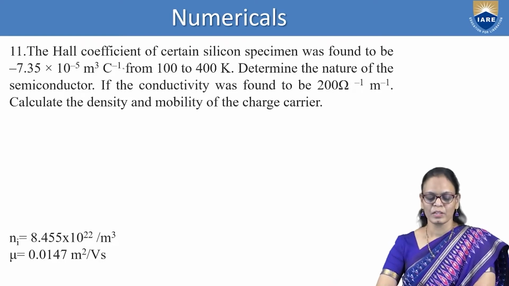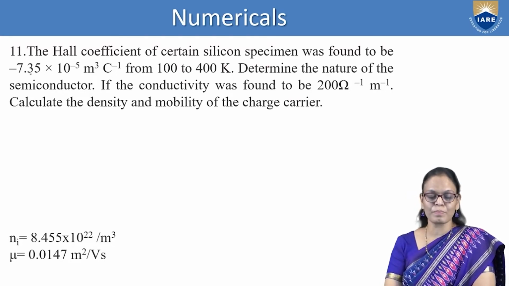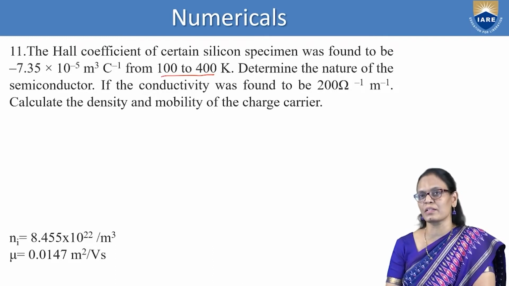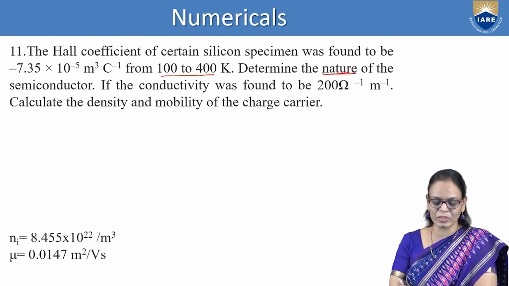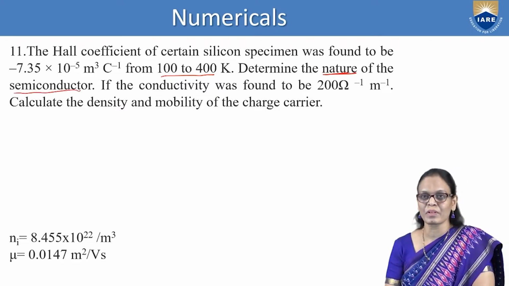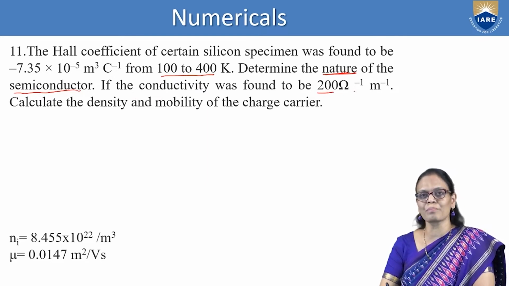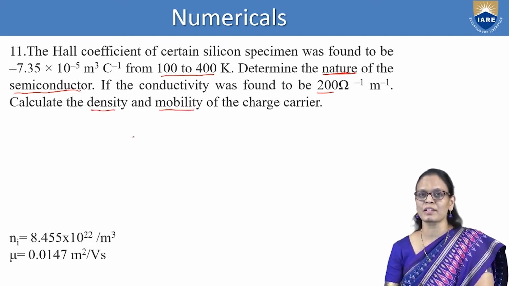Next one. The Hall coefficient of a certain silicon specimen was found to be minus 7.35 into 10 power minus 5 meter cube per coulomb from 100 to 400 Kelvin. Means this is the temperature range. Determine the nature of the semiconductor. You have to talk about the nature of the semiconductor. And if the conductivity is found to be 200 per ohm meter, calculate the charge carrier density and the mobility of the charge carrier.